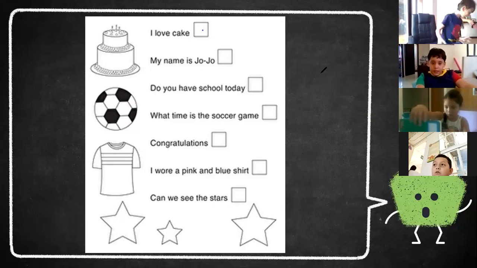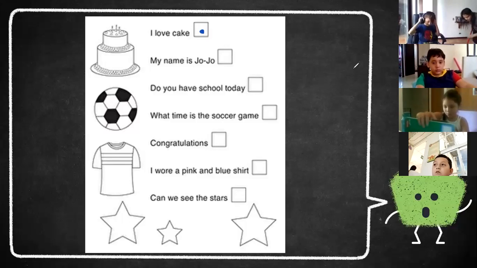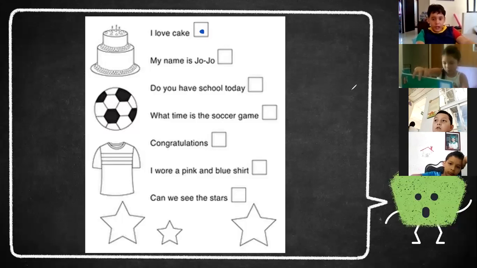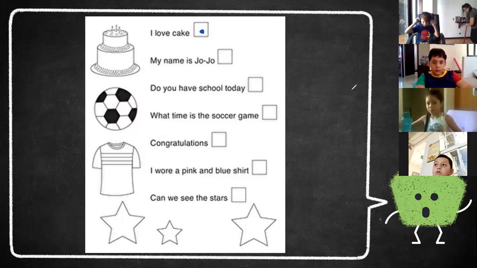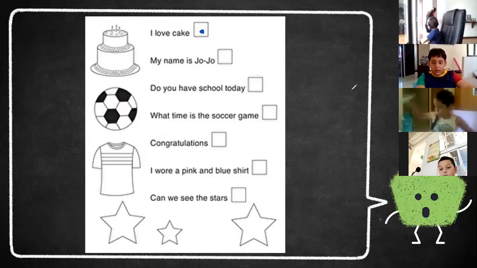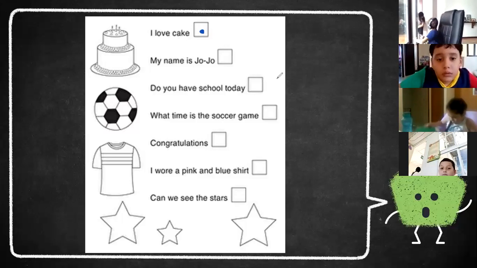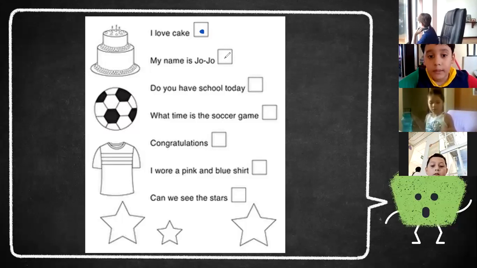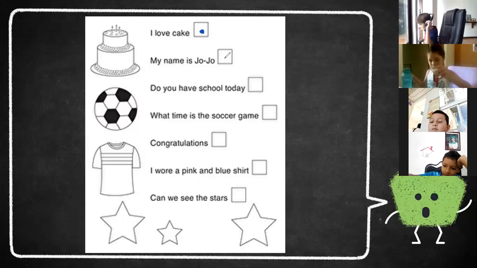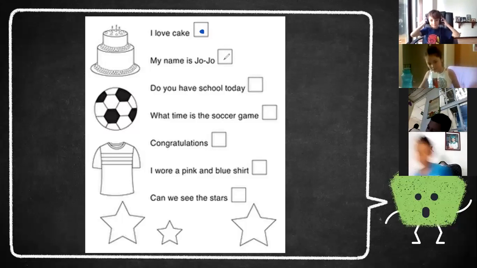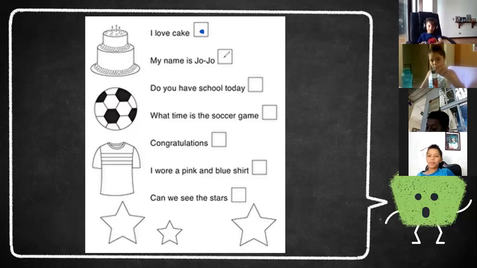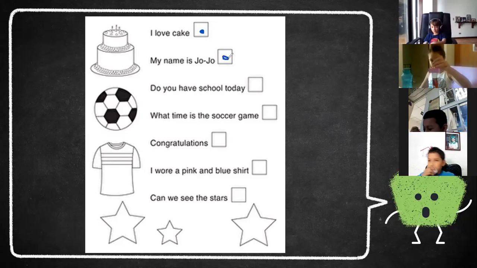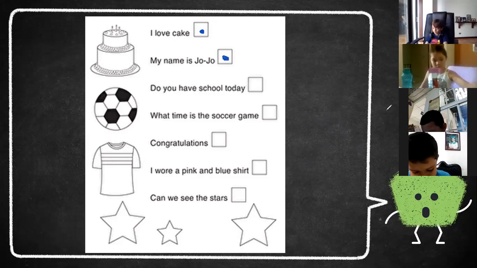Okay. My name is Jojo. How can we write? Alejandro Mendoza, tell me. We write a period, an exclamation point, or a question mark, Alejandro Mendoza? My name is Jojo. Exclamation point. Okay, my name is period. Okay, excellent. Yes, this one is a period. Good job. Okay, let's see the next one.